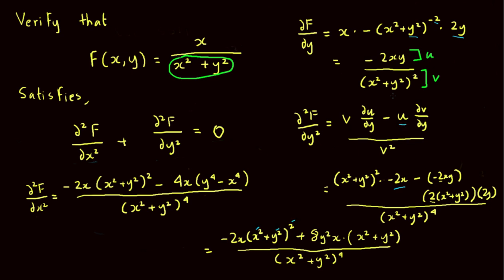Then minus u is just simply 2xy, and del v del y is just simply 2 times (x squared plus y squared) to the power of 1 times 2y, right? So how much is that going to be? That's obviously going to be 2 times 2y, so it's 4y right here. And 4y times negative 2xy becomes negative 8xy squared, right?